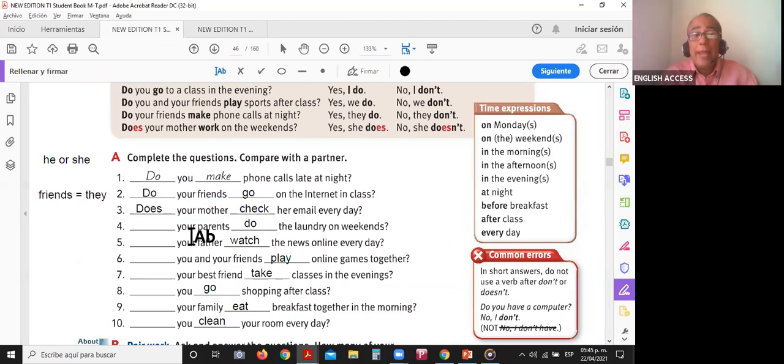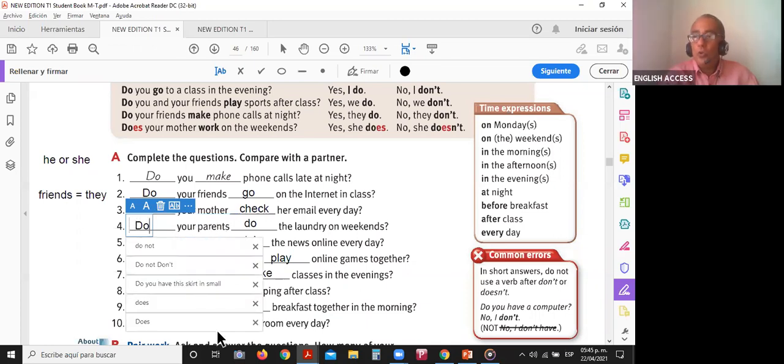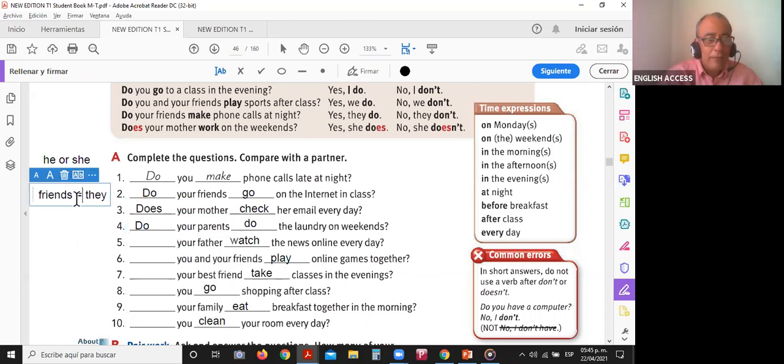Parents, plural. Parents. Do or does? Do. Why, Carolina? Because parents is plural. Mother and father. So we can also say like this: mom, dad, they. Okay? They are my parents. They are my mom and dad.